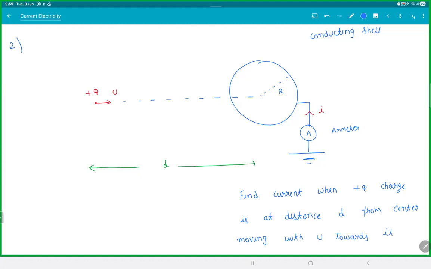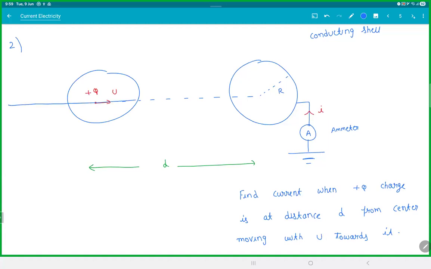Now, let me explain the story again. So there is a conducting shell which is grounded. Grounded means potential zero. There is a charge here which is coming from some distance and it is getting closer and closer. When this charge is getting closer and closer to the shell, something happens and you get a current in the ammeter. Now, for a minute, think and figure out why there is a current. Then I'll tell you why there is a current, and then I'll give you one more minute to solve. So first think what is happening and why there is a current. Take a minute. If you can figure it out, then go ahead with the question.